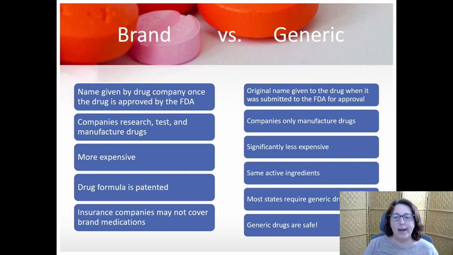Most states require generics in order to keep costs down unless DAW, dispense as written, is on the prescription from the prescriber. And most generics are identical to the brand drug. They are safe, they're cost effective, and they only have subtle differences.